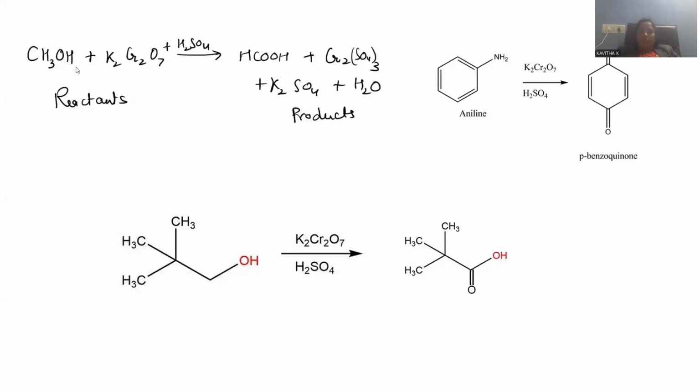Whenever we are taking methanol, potassium dichromate, and sulfuric acid, these are the reacting species in the reaction vessel. The expected product will be formic acid because we need to go for the oxidation, right? Alcohol to carboxylic acid, with only one carbon, so the first carbon carboxylic acid will be formic acid only. Another byproduct is Cr2(SO4)3, and potassium will accept a sulfate to give K2SO4, and water will be a product.